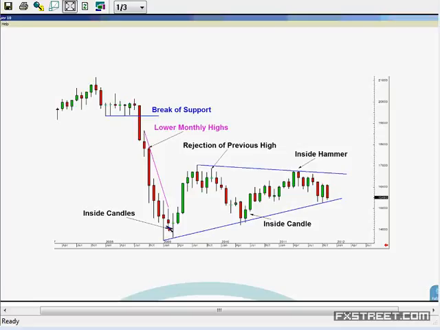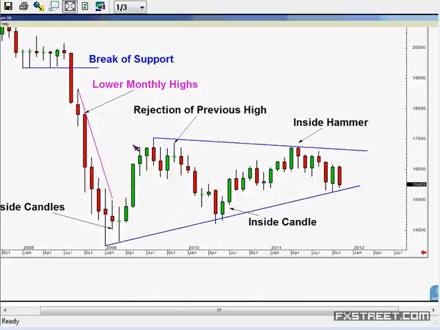We then get an inside candle. Basically, an inside candle shows investor indecision. Okay, it's neither taken out the high or the low of the previous candle. And then we basically want to be looking for a break of the previous candle to confirm that the trend has changed. So here, the break is of this candle, and it then moves up to the upside. Okay, rejection of a previous high, again, an area of resistance.